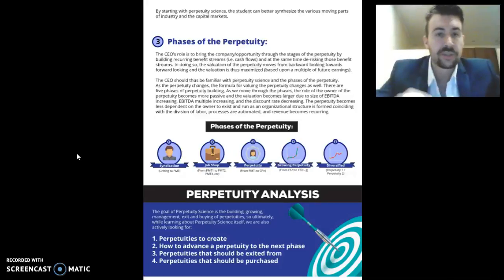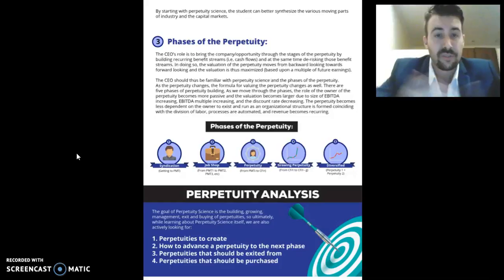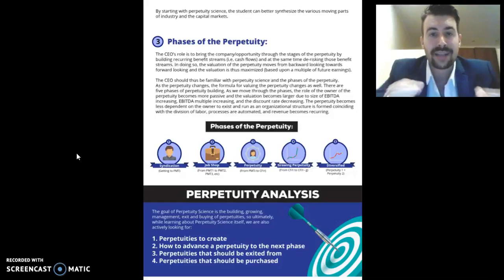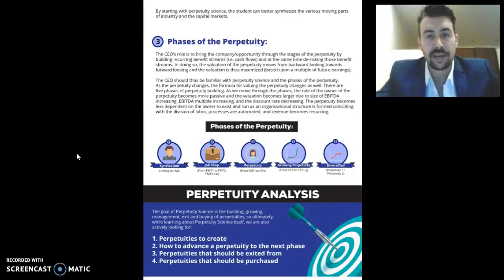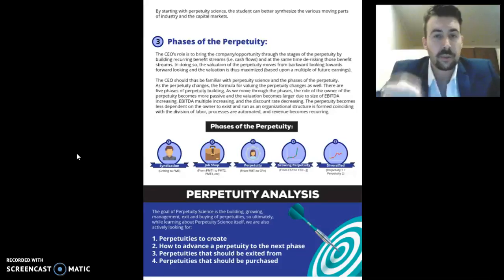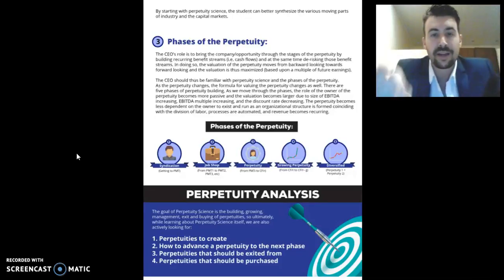In doing so, the valuation of the perpetuity moves from a backwards-looking towards a forward-looking methodology of valuation and is thus maximized and is based upon future earnings. The CEO should thus be familiar with perpetuity science and the phases of a perpetuity. So as the perpetuity changes, the formula for valuing the perpetuity itself changes as well.